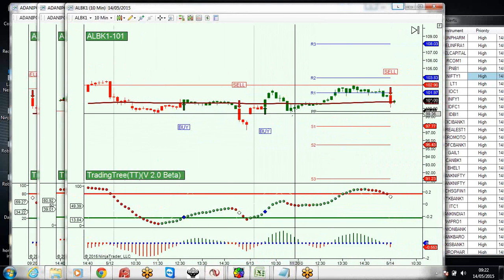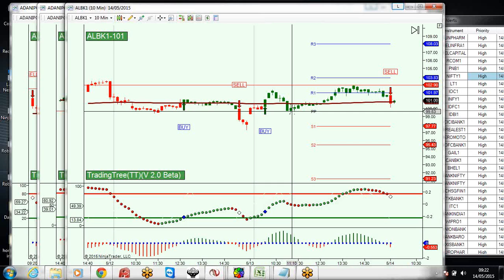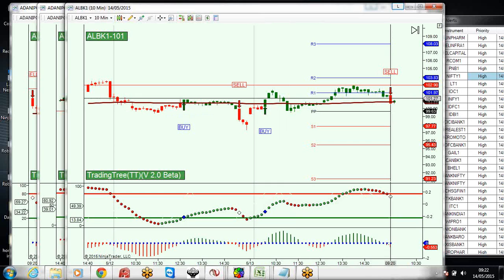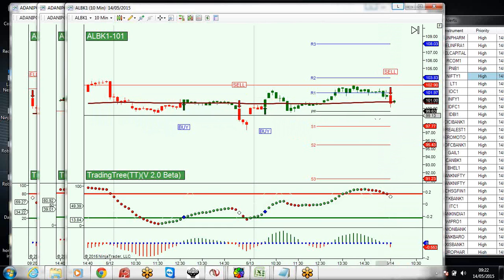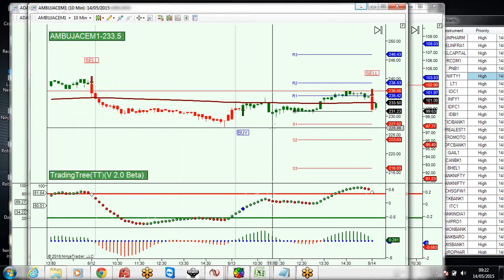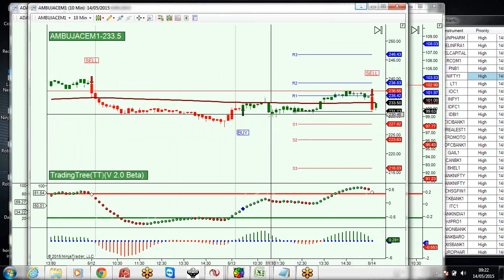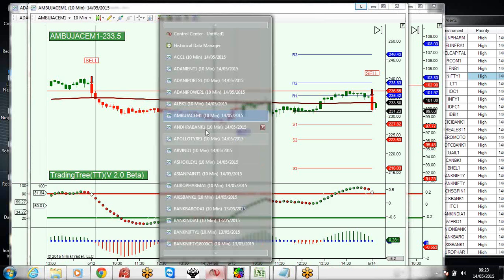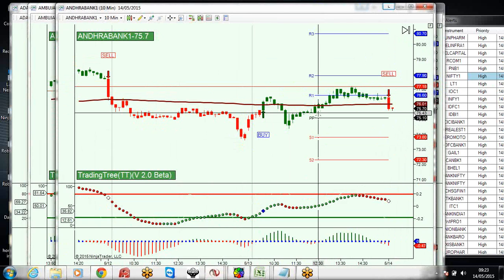You can see that in most of the scripts we have opened, we have the sell calls and we have strong support and resistance lines quite near to that. So Ambuja, we will short it at 230.40. Andhra Bank, we can short it at 75.40.